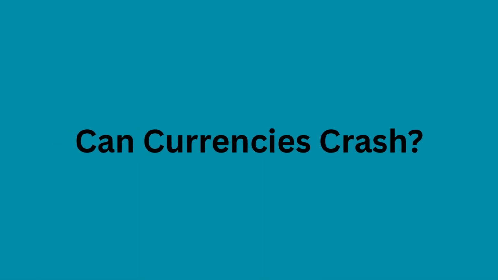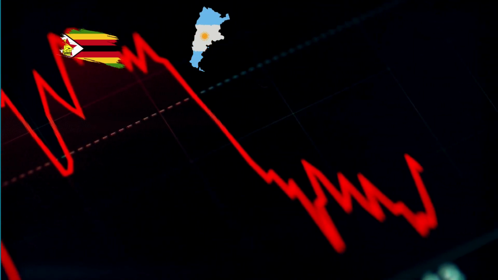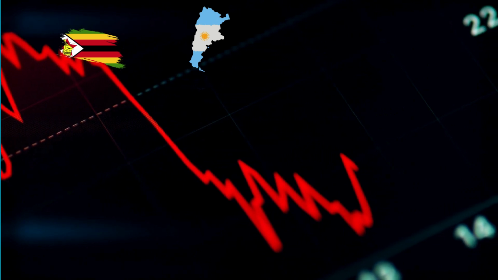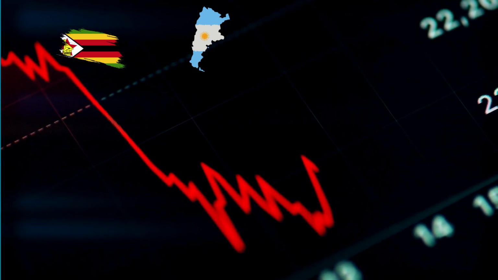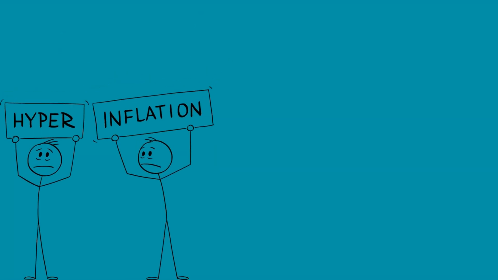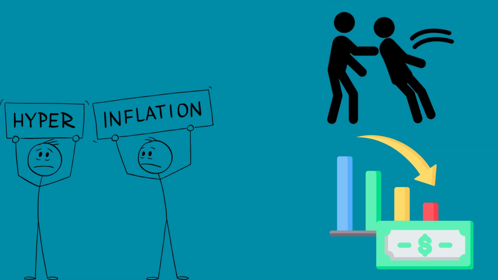Section 6. Can currencies crash? Yes, ever heard of Zimbabwe or Argentina? In Zimbabwe, they printed too much money, like way too much. Suddenly a loaf of bread cost 10 billion Zimbabwe dollars. That's not hyperbole, that's hyperinflation. Why? Too much supply, not enough trust. People literally lost faith in their money.